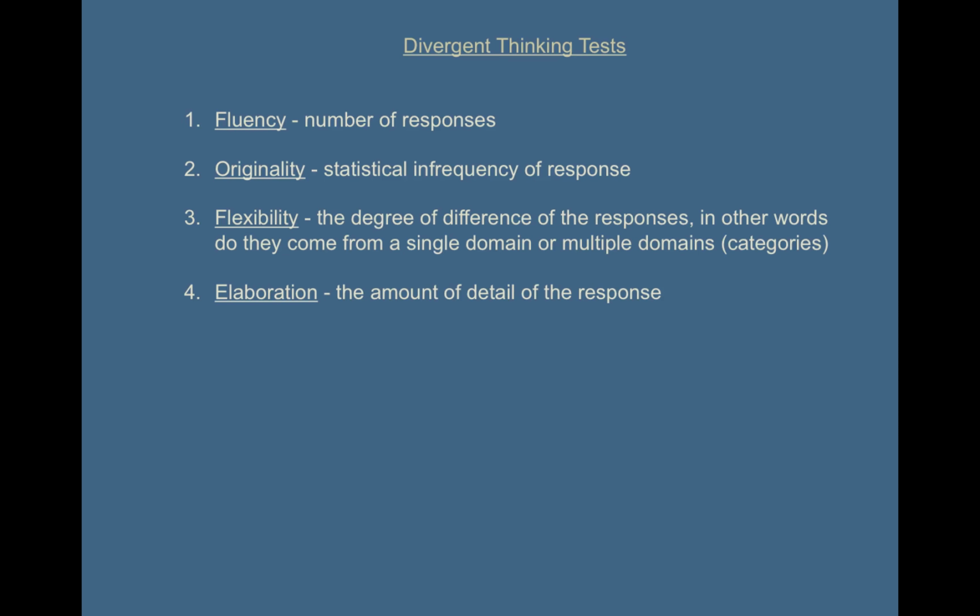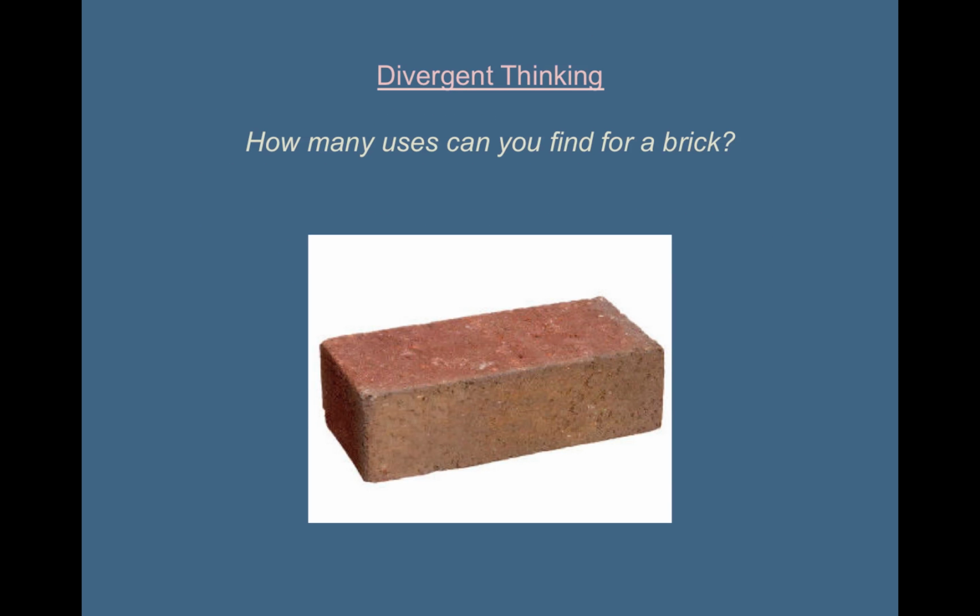Flexibility is the ability to move between categories, and we're going to discuss this in a moment. And then elaboration, the amount of detail or nuance you're able to develop for a response. So all of these 4 things would, on such tests, be measured and given a score. But we don't need to worry about the nature of the tests and the scores. Just the idea that coming up with ideas has several dimensions to it. So for example, if we were to look at a brick, and we were to be asked how many uses can you find for a brick, what would you say? So think about it for a second.